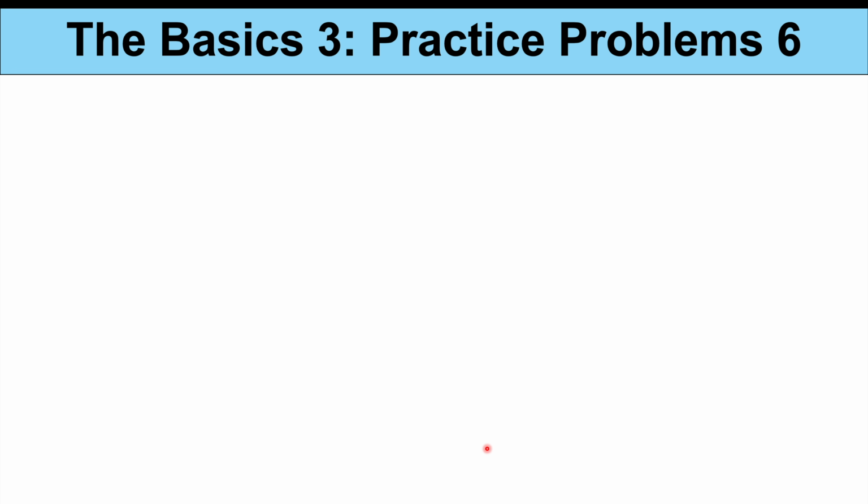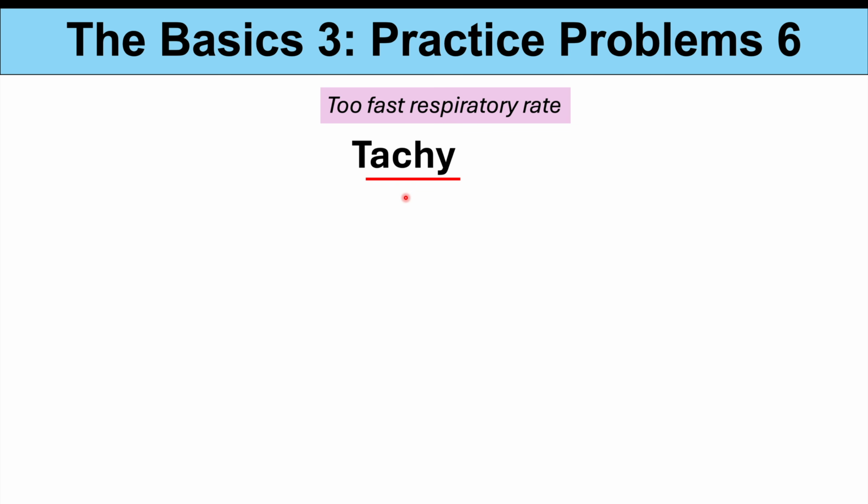The next description we'll look at is too fast respiratory rate. What do you think the medical term is for this particular description? The first part of the word is tachy. This is going to be the opposite of brady. So tachy means fast or too fast. And the part of the word that refers to respiratory rate is this pnea part of the word.